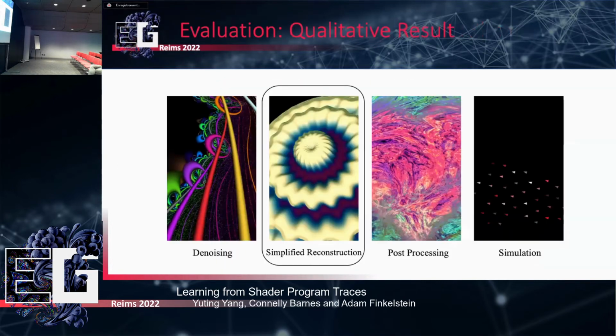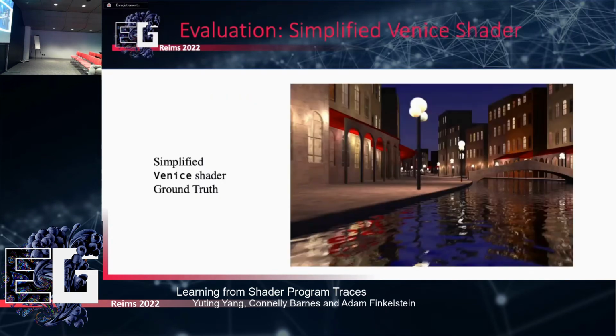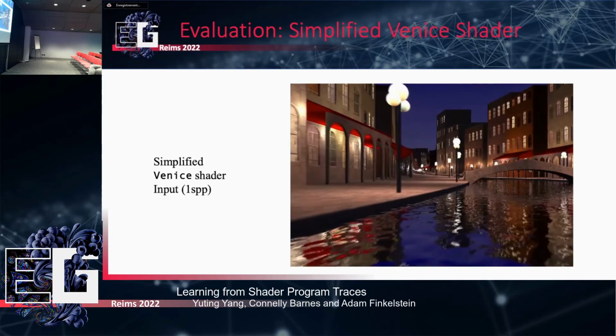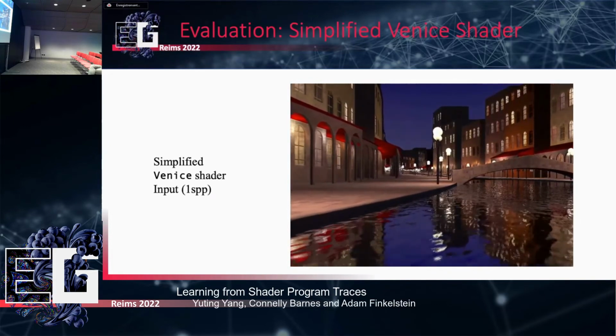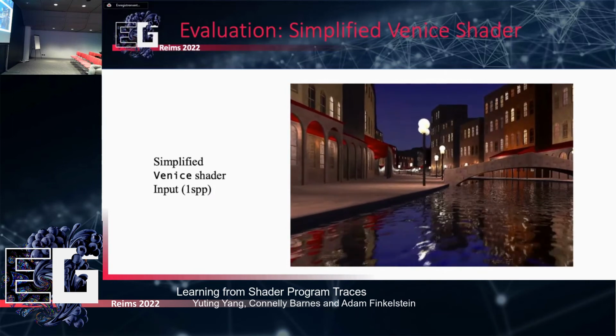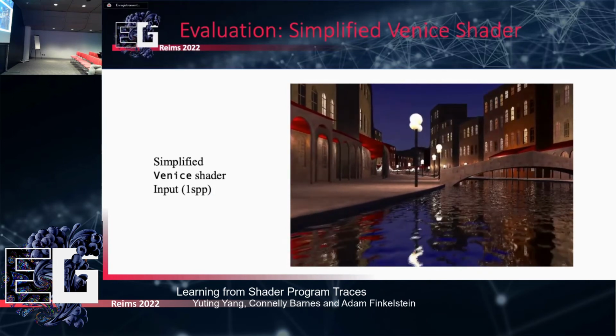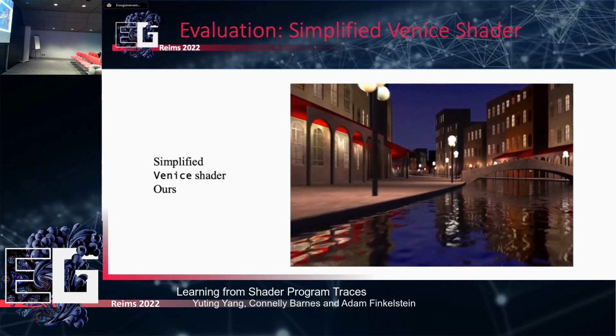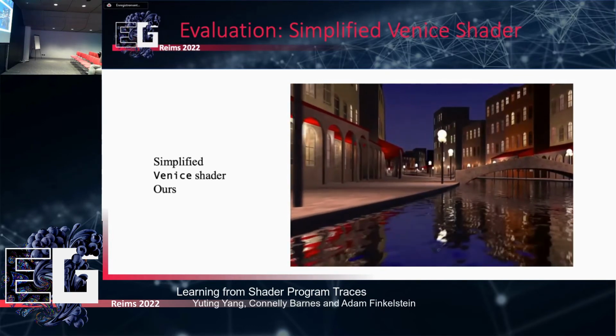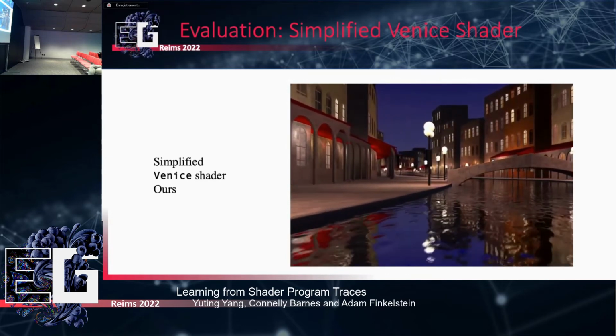We now present results for simplified reconstruction. Here we show the ground truth image for a balanced shader with a high number of remarching iterations that nicely builds the scene. A simplified shader uses fewer iterations than the original one. Therefore, the streetlights and the sidewalk far away have significant artifacts. Our method learns to extrapolate the more complex shader rendering from the program trace of the simplified shader. Note we have recovered the distant views.